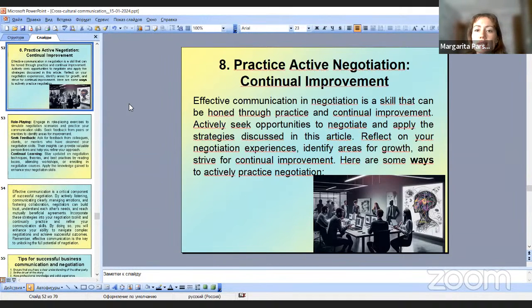Then, practice active negotiation. To be in a good communication style, not to forget this experience, to maintain this communication experience, there are some ways to actively practice negotiation.